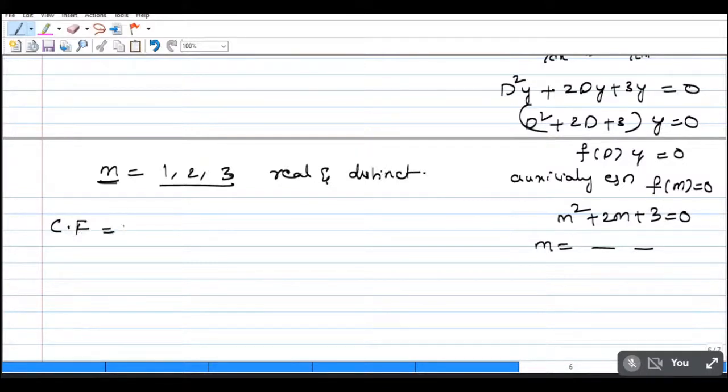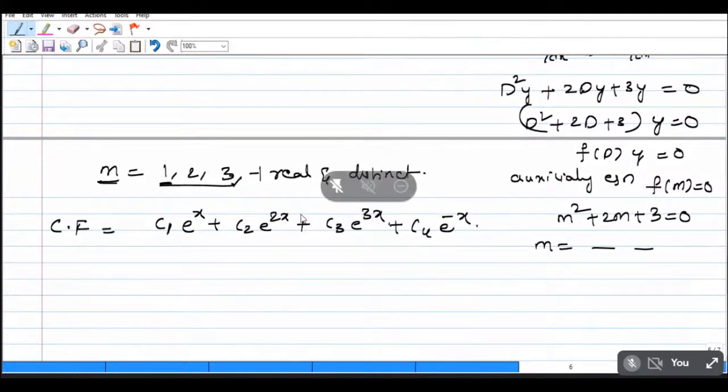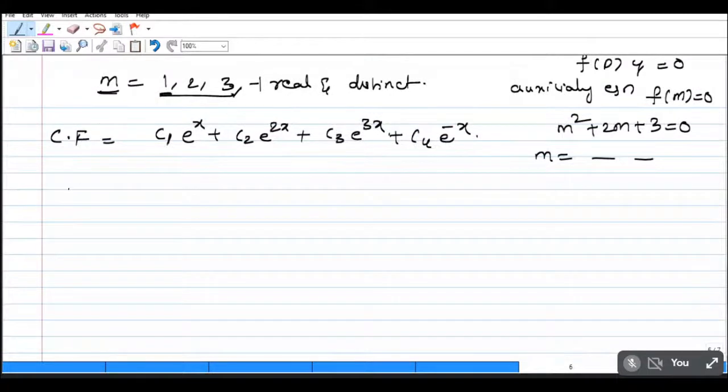Then the complementary function is equal to c1 into e power first root into x plus c2 into e power second root into x plus c3 into e power third root x. This is the complementary function. And this is another root, then you will get c4 into e power minus x. Is it clear? If roots are real and distinct. Now suppose you get 6 roots, you will get plus c4 plus c5.